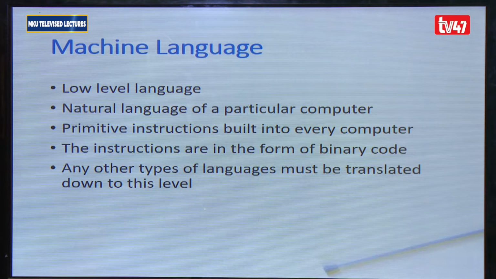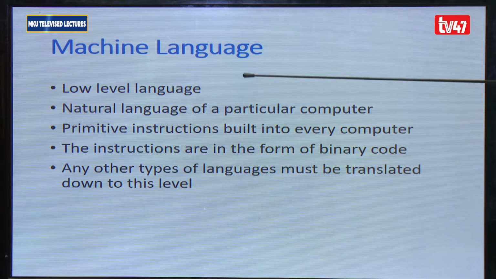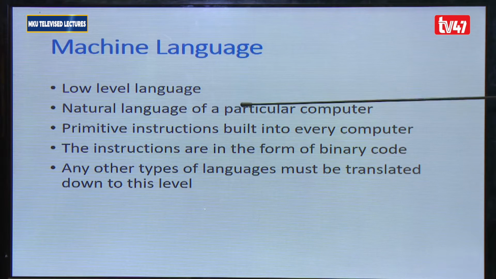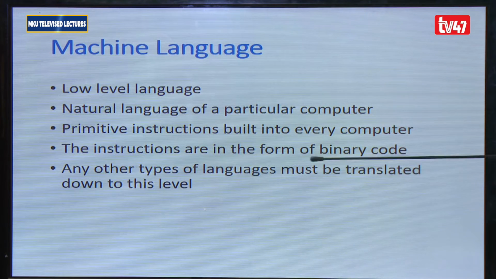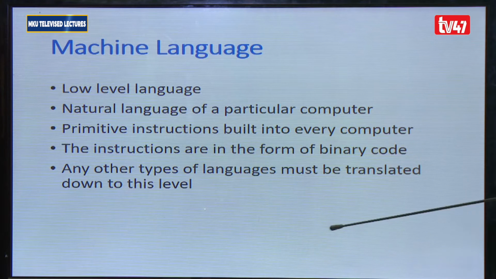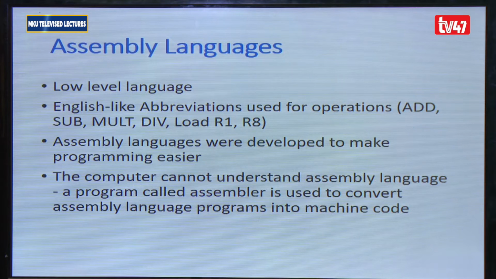Machine language. We have said machine language is basically a collection of zeros and ones. It is a low-level language because the computer directly executes this particular set of zeros and ones. There's no need of translation when it comes to machine language. So it is actually the natural language of a computer, a collection of so many zeros and ones. The primitive instructions built into every computer are based on this low-level language, which is the machine language, or basically the binary language. Any other language will require, of course, translation.